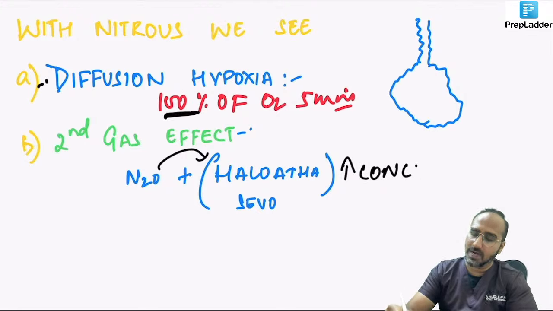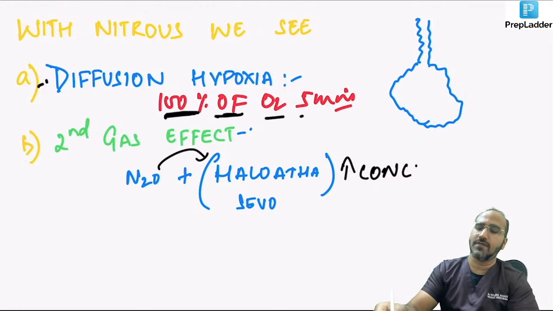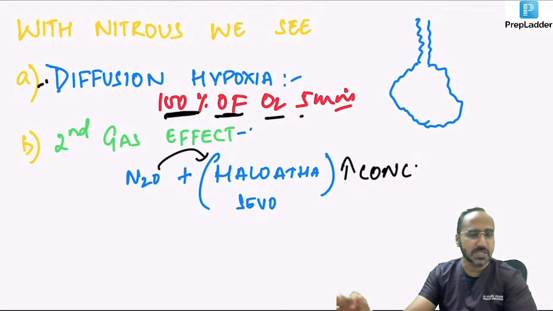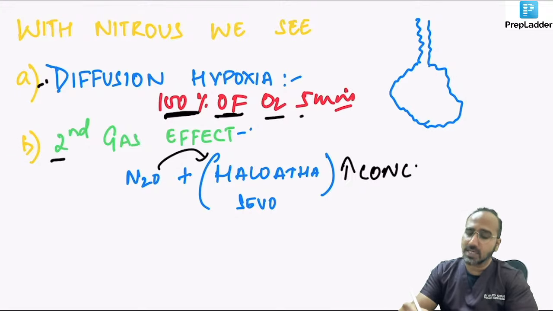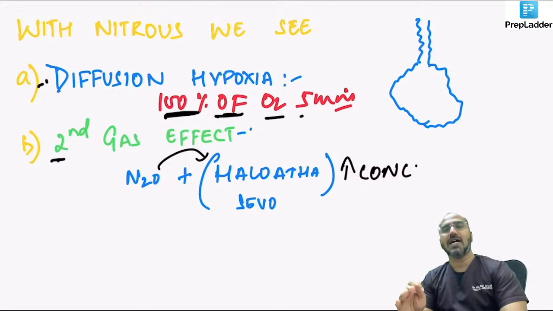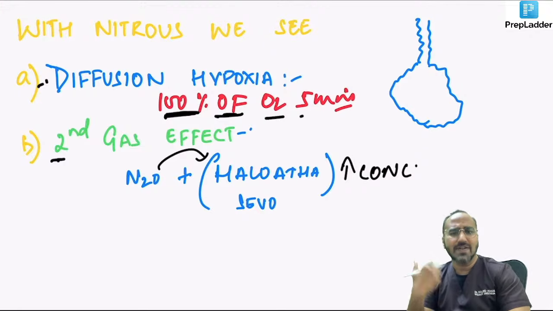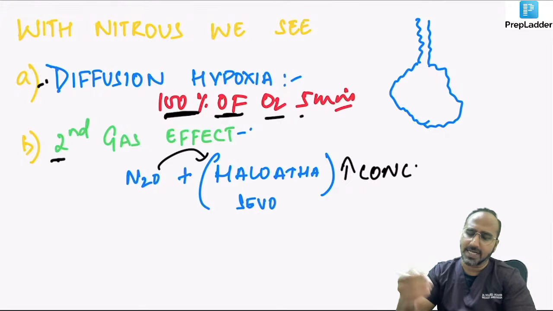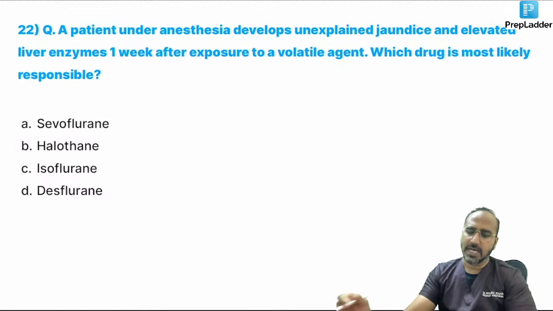Okay. Now, remember I told you nitrous will cause diffusion hypoxia at the end of surgery. So how will you prevent it? Give 100% oxygen for 5 minutes and this diffusion hypoxia can be prevented. There is one more thing with nitrous which is called the second gas effect. Whenever you give nitrous with any inhalational agent, such as halothane, it will increase the concentration of that agent. That is called the second gas effect. Okay. Coming to the next question, guys.